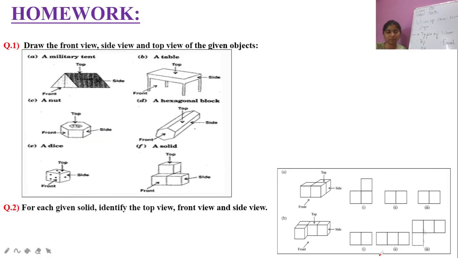So now students, this is your homework. You have to draw the front view, side view, top view of the given objects. For each given solid you have to identify the top view, front view and side view. For the first one you have to draw it, but for the second one you have to identify which of first, second, third is each type of view.